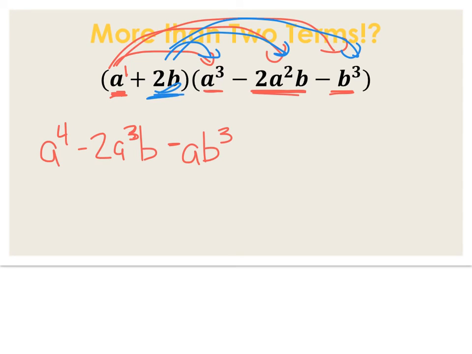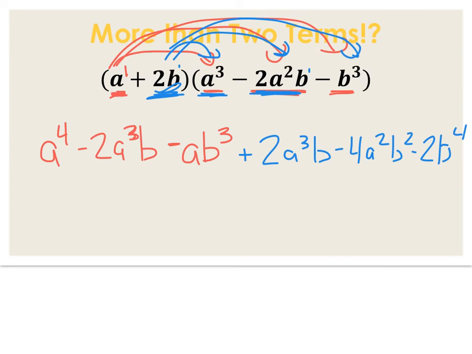Now I want to distribute my second piece. I've got to take him times my other first piece, which gives me positive 2a cubed b. Then I'm taking my second piece times my middle. 2 times negative 2 gives me negative 4. I still have a squared, but I'm combining two b's, and you're adding those exponents, so b squared. And then I have 2b times negative b to the third, which gives me negative 2, and I'm going to have b to the fourth now, because I took 1 plus that 3.